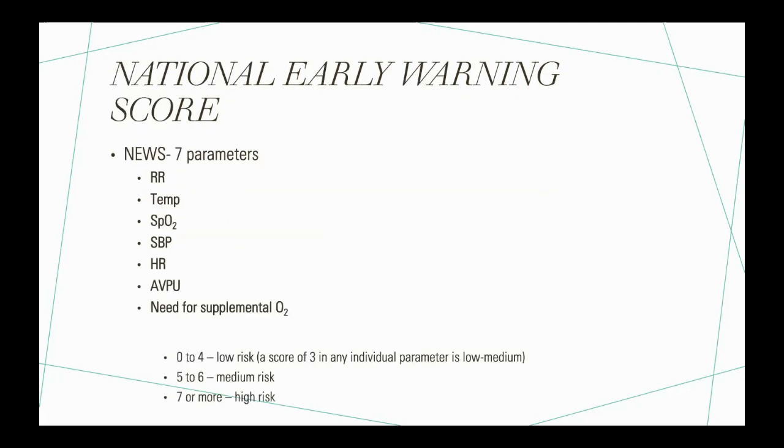This next one's more involved, may have less utility in the field, but has a lot more within the hospital itself. There are 7 different parameters: respiratory rate, temperature, oxygen saturation, systolic blood pressure, heart rate, AVPU for the mental status, and then the need for supplemental oxygen. Depending on how many of these criteria we meet, we go to low, medium, or high risk. In the hospital, it's used to detect clinical deterioration in patients.